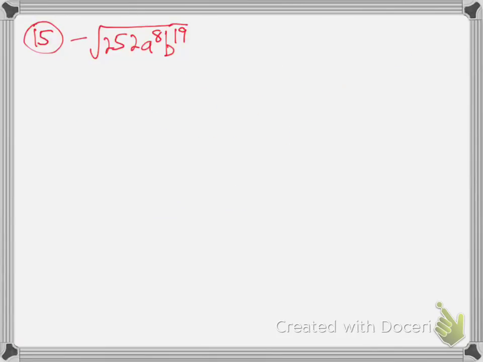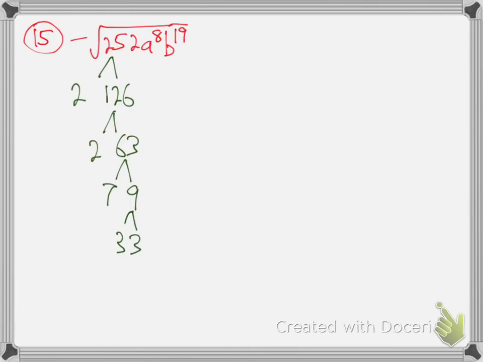It's quicker. Okay, so 252, let's break it down. That's 2 times 126, just use your calculator. 2 times 63, that's 7 times 9, 3 times 3. Okay, so broke down the 252 into, what is it, 2 2's, a 7, and 2 3's, right? 2 3's, a 7, 2 2's. There's the guts of a 252.